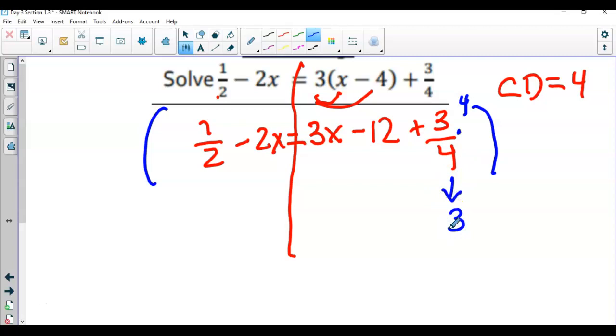Okay, again, I just said I need to multiply each term by the common denominator. So I'm going to do it again right here. Negative 12 times 4 is negative 48.